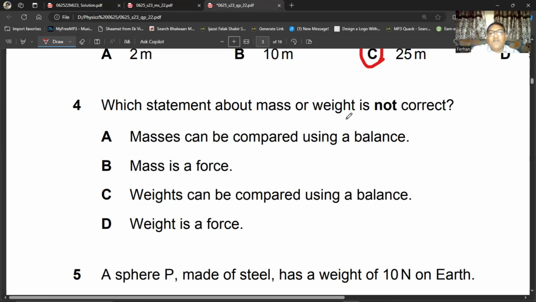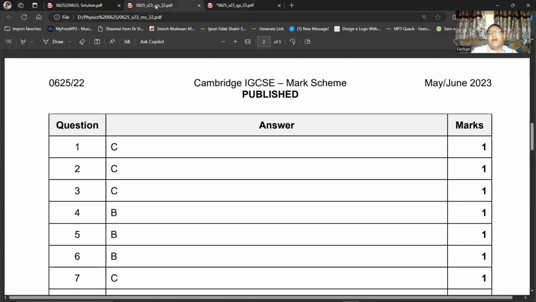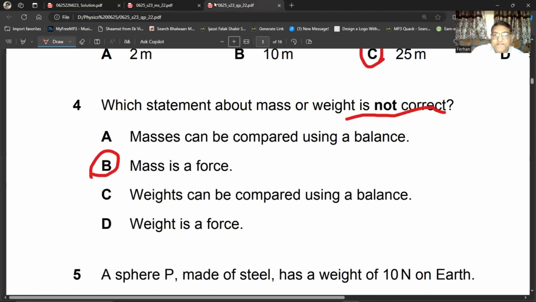So their question was, which is not correct? So which one is not correct? B is not correct, in which it says mass is a force. Mass is the amount of matter in a body. So mass is not a force. So B is the right option, sir.